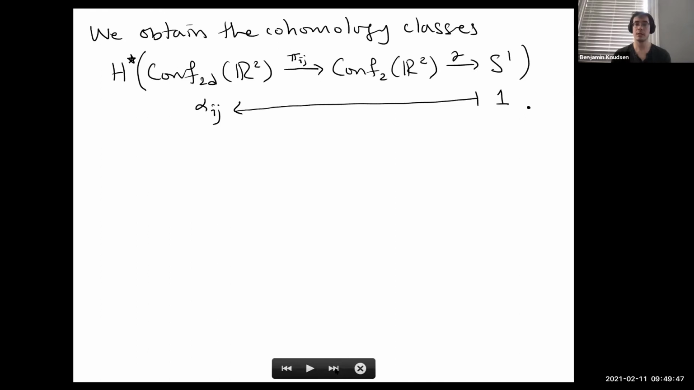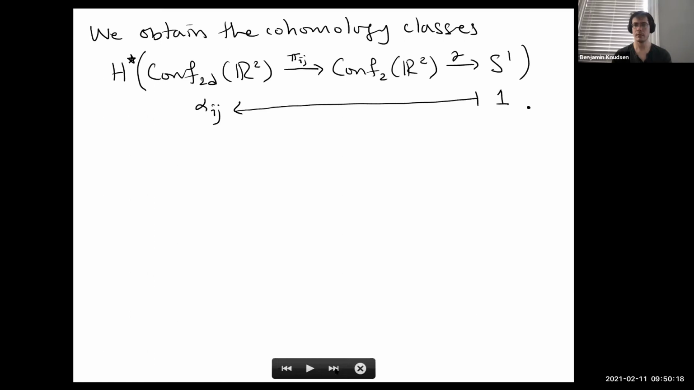So let's be concrete. I can use the coordinate projection onto the ith point and the jth point to get to the configuration space of 2 points, and then I can go into the circle using this Gauss map, and I can pull back the preferred generator of H1. I should have put a 1 there instead of a star, but that's okay. And that cohomology class is called alpha ij. Any questions at this point? This is quite classical.